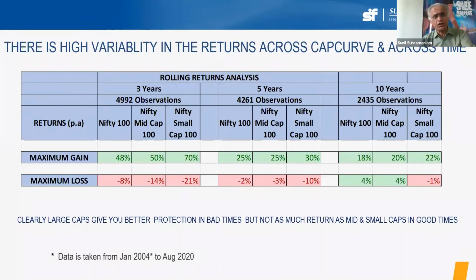When you suffered a loss, 8% is the max loss you faced per annum on a large cap index, but you lost 21% per annum in a small cap index. So can you see that high returns come with high risk of loss? That's what I say: clearly large caps give you better protection in bad times, but not as much return as mid and small cap in good times. So then, as you can now figure out, in your investment you've got to make a judgment of whether the times are going to be good or bad.